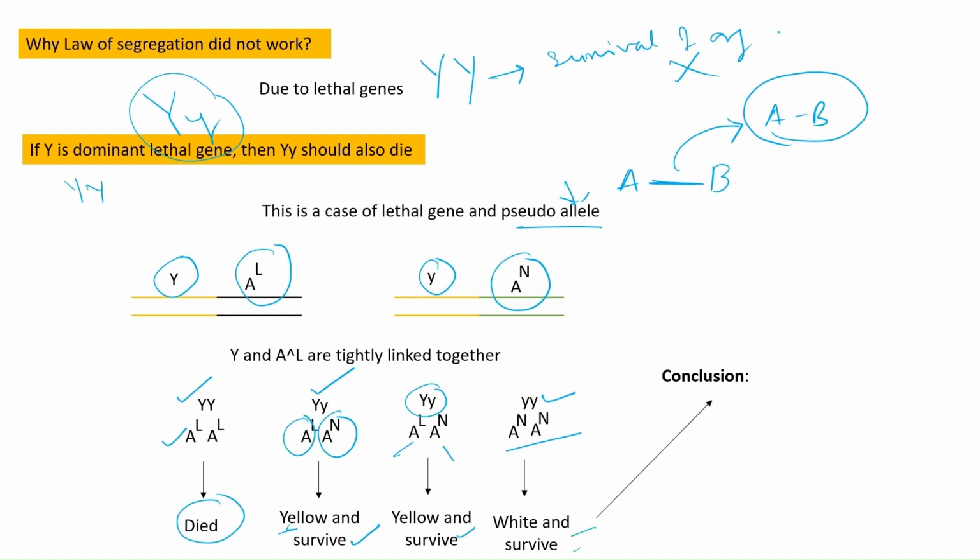So from here, what we can conclude is that we have the lethal gene and the normal gene, and the phenotype getting expressed is the normal one because the mice survived. So one conclusion is that the normal gene is dominant over the lethal gene. And second, the coat color gene and this lethal gene are pseudoalleles. They are very tightly linked together.